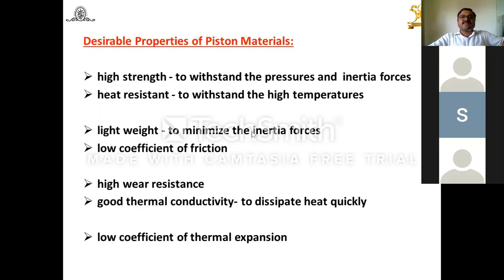Now let us see, based on that, what the desirable properties are. High strength to withstand the pressure and inertia forces. Heat resistance, to withstand the high temperature, and in an earlier session I have already said the temperature inside the cylinder is up to 2500 degrees Celsius. Then light weight to minimize the inertia forces, low coefficient of friction, high wear resistance, good thermal conductivity to dissipate heat quickly, and low coefficient of thermal expansion. These are the desirable properties of the piston material. While selecting it, we have to take care of these properties. Generally, aluminum alloy is preferred compared with cast iron.